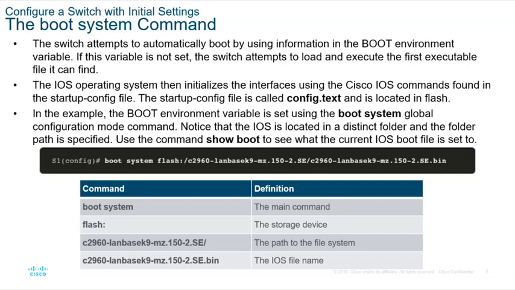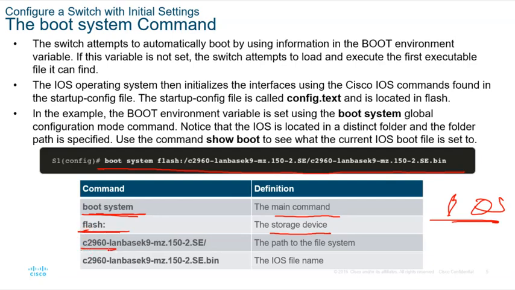So we have a table there with the commands and then the definitions. Of course, whatever we have here is a path. It's not only the IOS, but a path, the location where the file is located. Let's start with the boot system, which is the main command. It's a must, you have to have this boot system. Then flash, it's a storage device. Where is it stored? It is on flash.